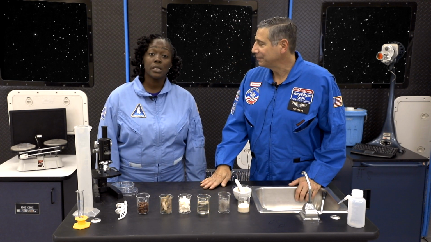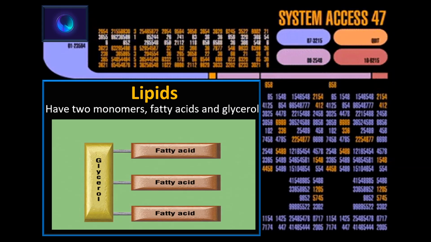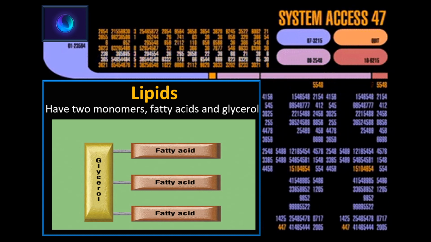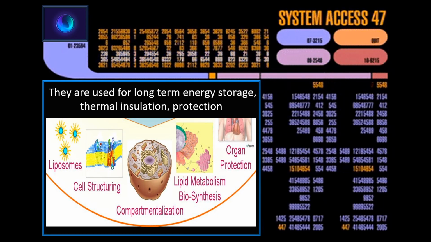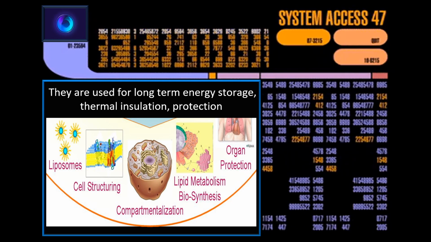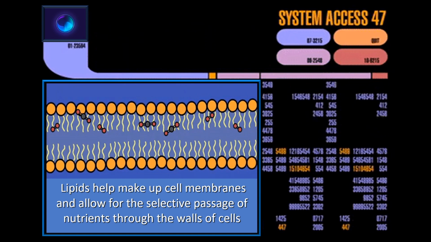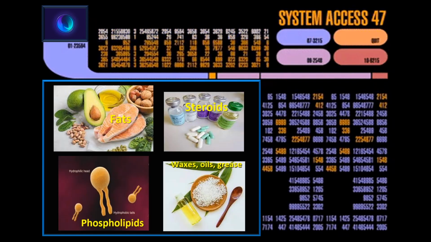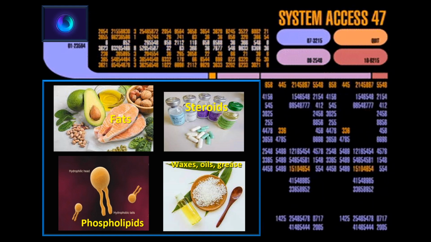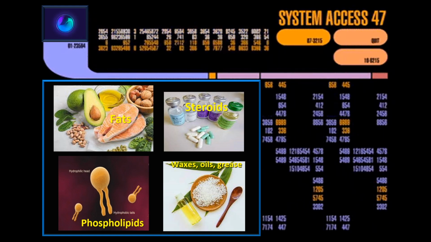Perhaps, Aurora, you can tell us more about the macromolecule lipids. Lipids have two monomers, fatty acids and glycerol. They are used for long-term energy storage, thermal insulation, and protection. Lipids help make up cell membranes and allow for the selective passage of nutrients through the walls of cells. Examples of lipids are fats, waxes, oils, greases, and steroids.